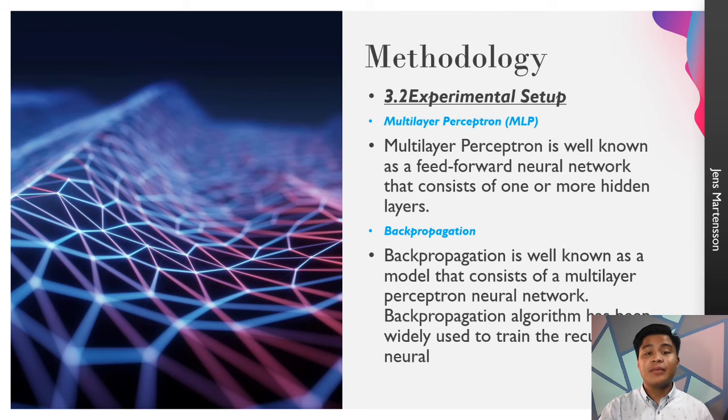The next part of methodology is experimental setup. In this experimental setup, we have two main important things. The first is multilayer perceptron, and the second is backpropagation. Multilayer perceptron is well known as a feed-forward neural network that consists of one or more hidden layers. Backpropagation is well known as a model that consists of a multi-layer perceptron neural network. The backpropagation algorithm has been widely used to train neural networks.